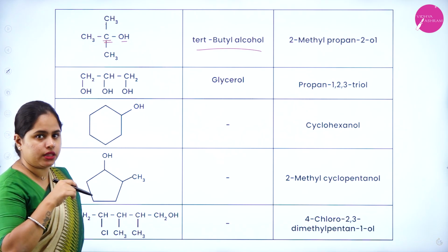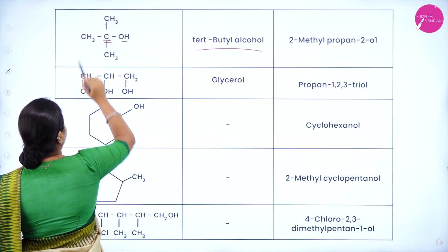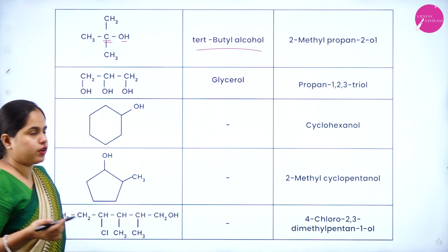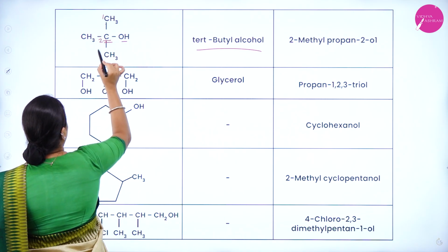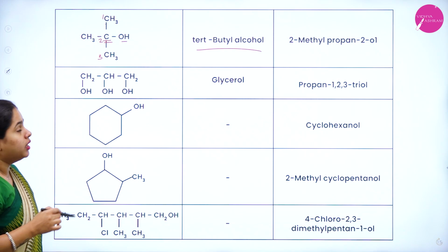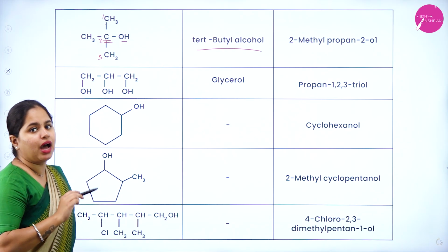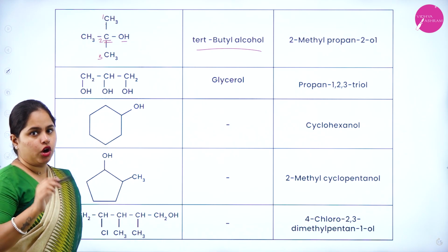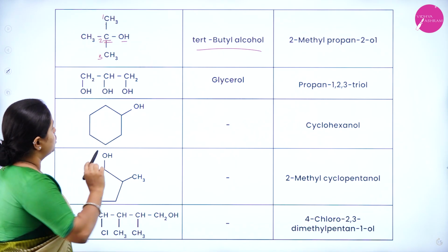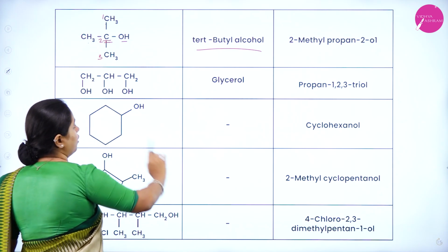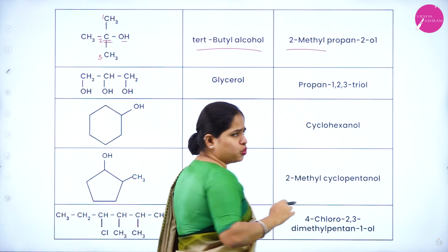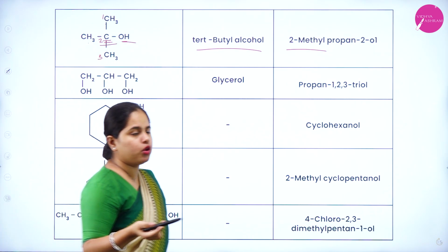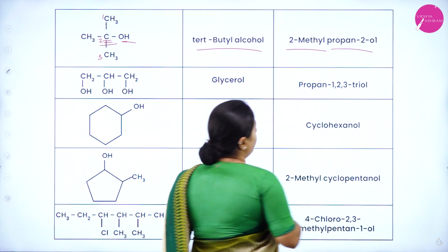Now how do I number this? Do I number 1, 2, or else do I number 1, 2, 3? I need to get a principal chain which has the highest number of carbon atoms. So this is how I number: 1, 2 and 3. Now on the second carbon atom you have a methyl group as well as the functional group attached. So how do you name this? The alkane will be propane, not butane. On the second carbon atom you have methyl, so it is 2-methyl. And on the second carbon atom you have the functional group. So it is 2-methyl propan-2-ol.